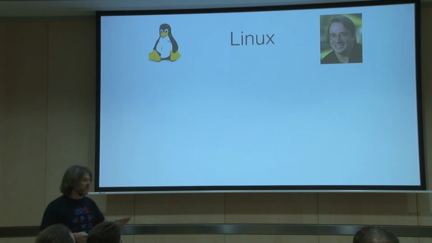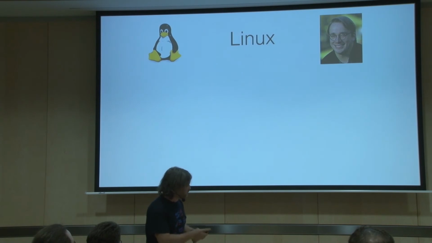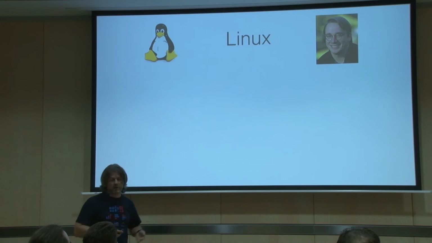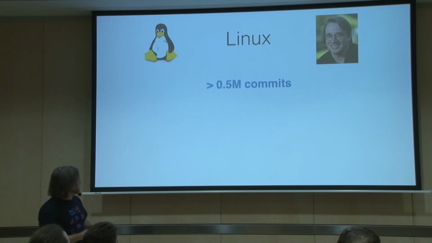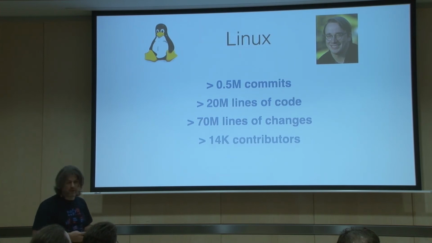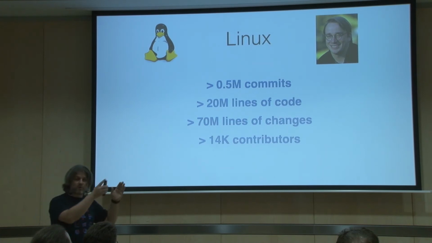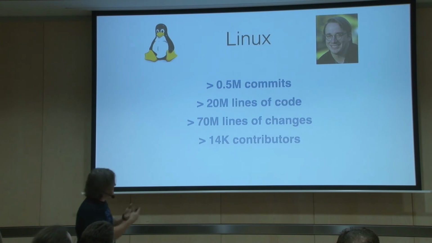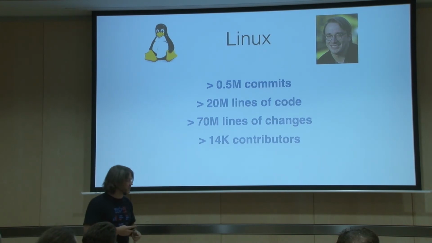Okay, let's move to some other examples. Let's look at Linux. You know that Linus Torvalds created both Linux as well as Git. It's quite a huge repository: more than 500,000 commits, 20 million lines of code, 70 million lines of changes, 40,000 contributors. I think that Linux was created to test Git performance. So if anyone tells you that Git doesn't scale, you can show them the Linux example.